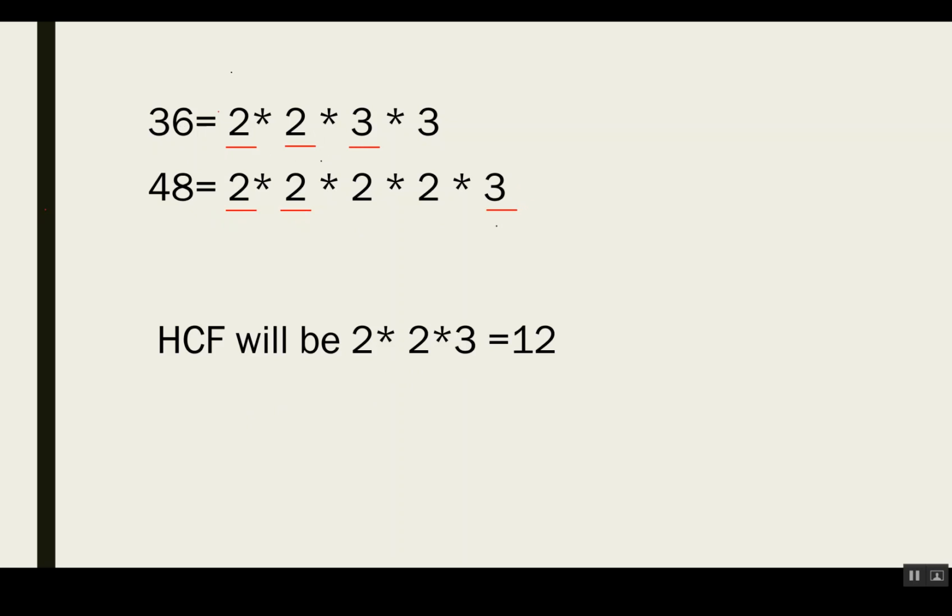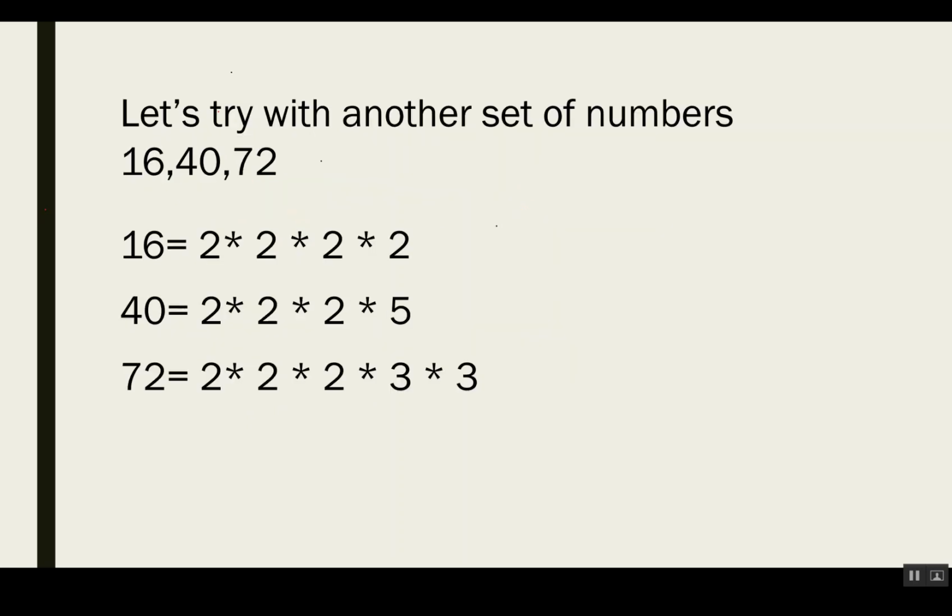Very good. Let's see another example where we have taken 3 numbers: 16, 40 and 72. We will use the same method to find the prime factors of the given numbers. 16 is 2 into 2 into 2 into 2. 40 is 2 into 2 into 2 into 5. 72 is 2 into 2 into 2 into 3 into 3.